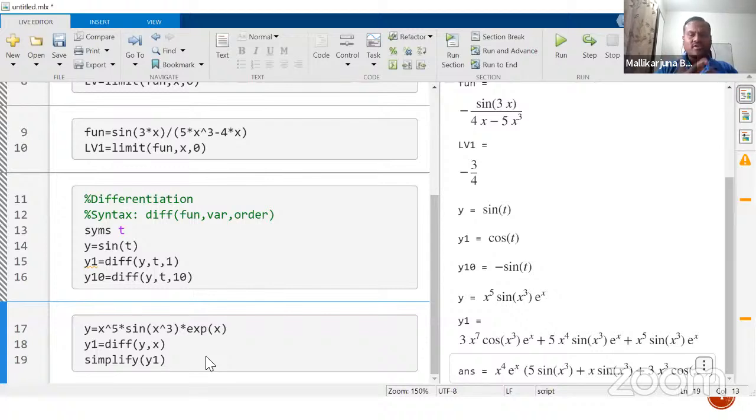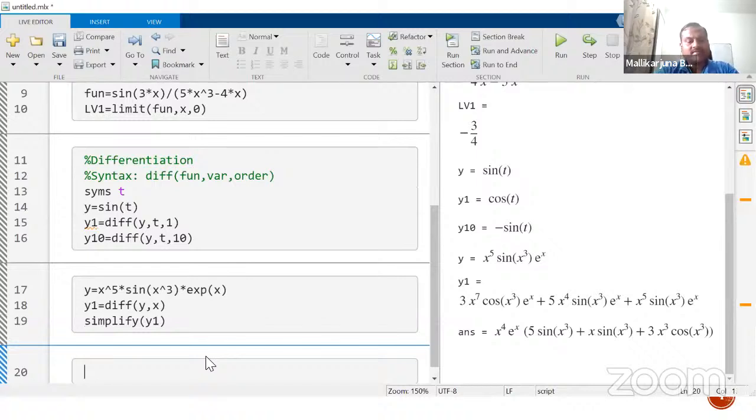So you can give any function and find any order derivative like this. Just give any function, any order derivative.